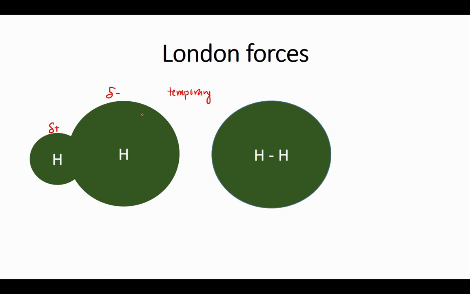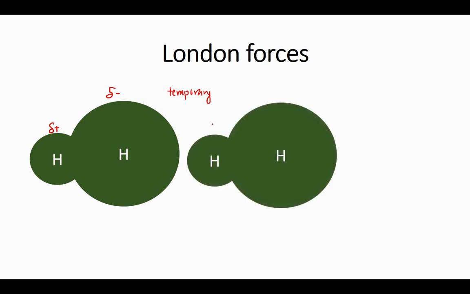So the partially negative part of this molecule will induce the next hydrogen molecule yang pada asalnya elektron dia distributed secara evenly. Okay, so bahagian ni akan jadi partially positive part and this one is the partially negative part of this molecule. So between the partially negative and the partially positive part of these two molecules akan ada IMF. So this IMF is known as London forces.